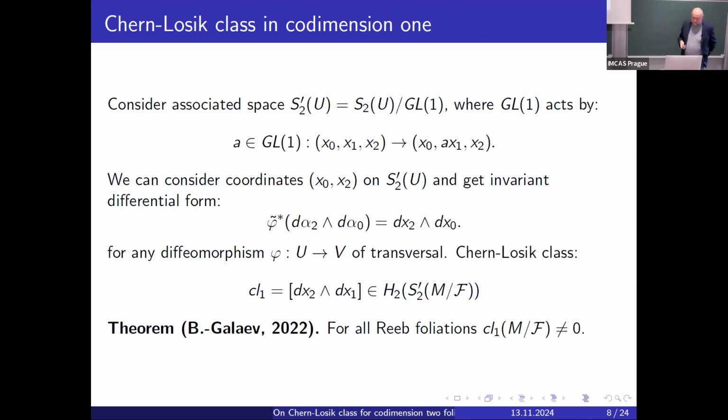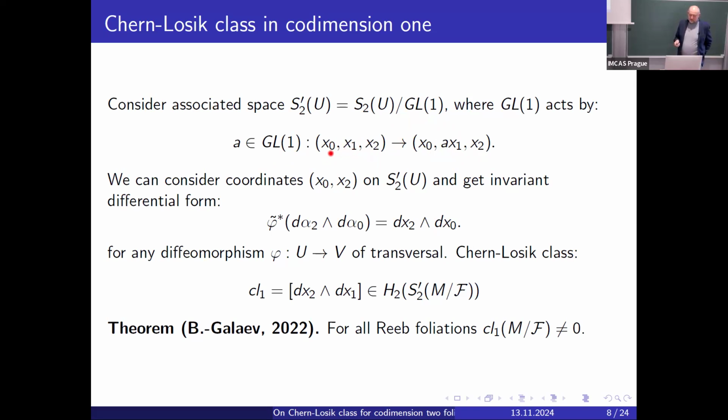For this, we need to associate with S2 of u, S2 of u is a jet space, a factor space. So we factorize S2u by GL1. GL1 acts by multiplication to the coordinate x1. And from this action, it's clear why we need special coordinates.